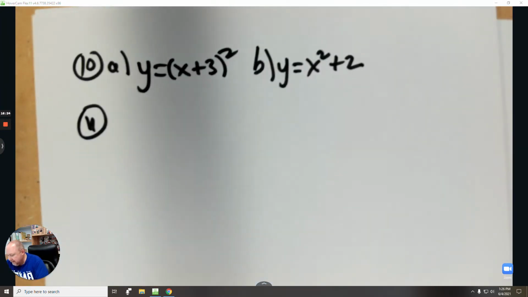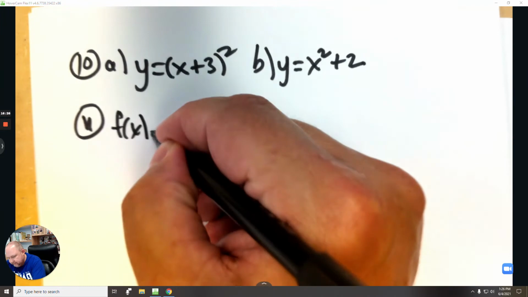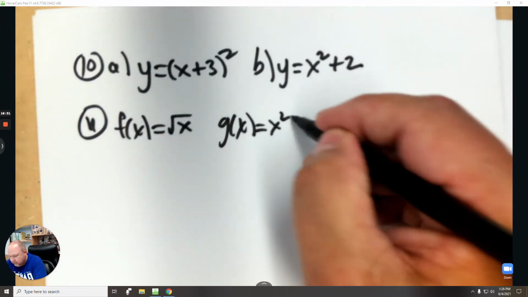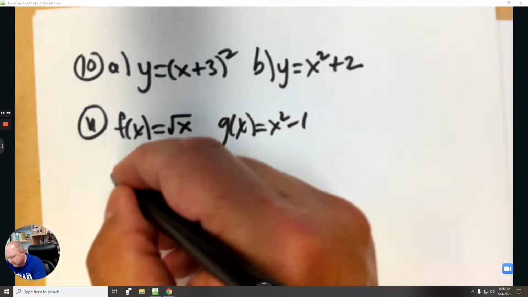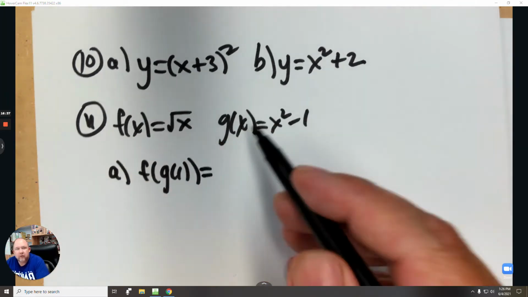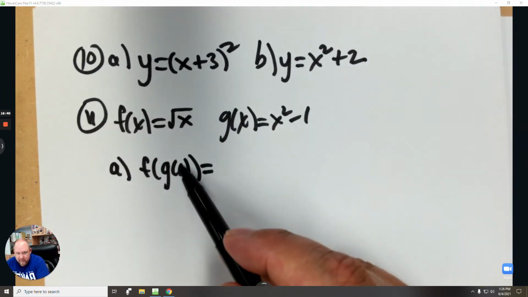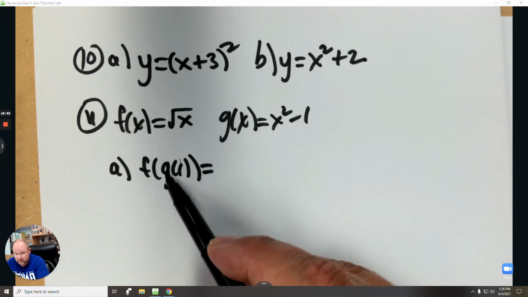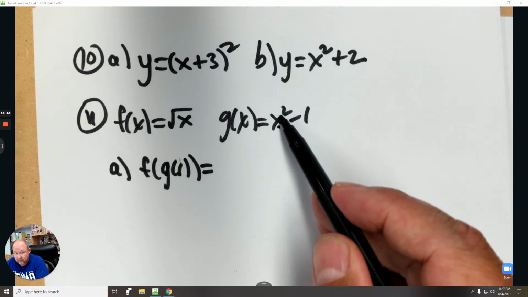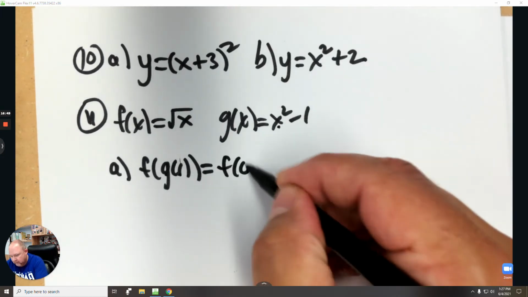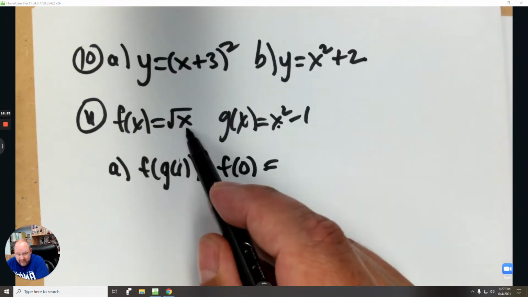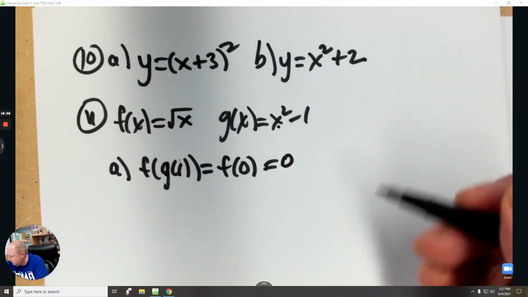Number 11. In number 11, f at x equals the square root of x, and g at x equals x squared minus 1. So some algebra practice with compositions. So in this example, you start inside to outside. So first start with g at 1. So plug 1 into g. 1 squared, take away 1, and you get the answer 0. Then you take that answer and evaluate it with f. So the square root of 0, and the answer is 0.